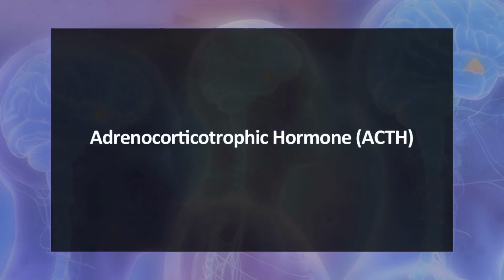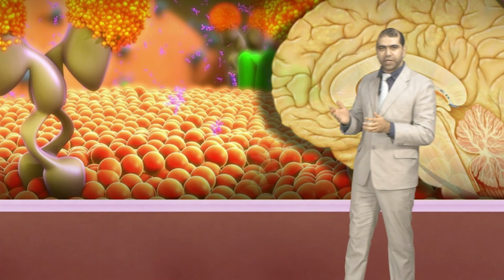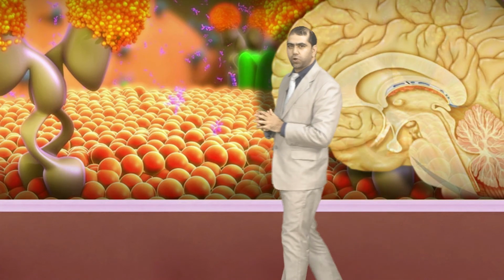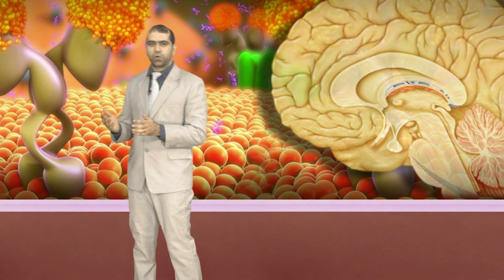The third one is adrenocorticotropic hormone, ACTH. ACTH, also known as corticotropin, is a single chain peptide hormone that consists of around 39 amino acids and is derived from a larger precursor molecule. It stimulates the adrenal cortex to secrete glucocorticoids, mainly cortisol, and also small amounts of sex hormones like androgens and estrogen.